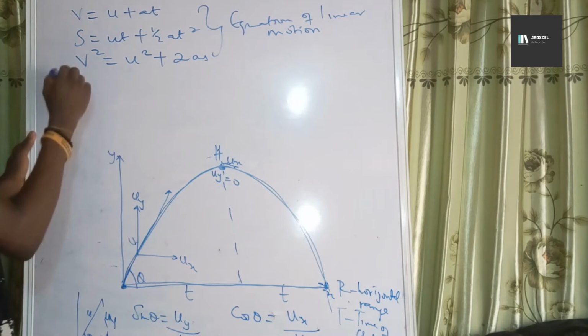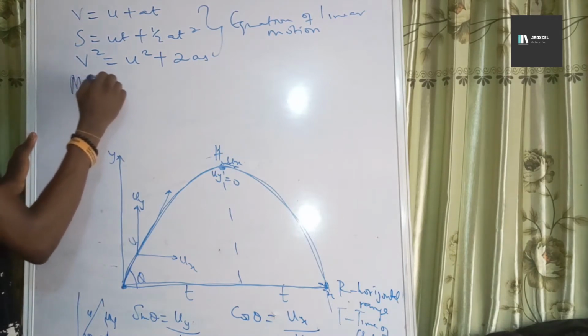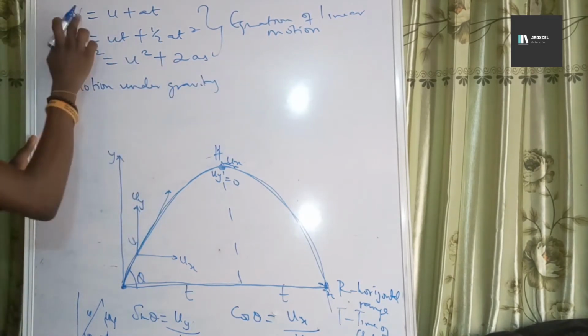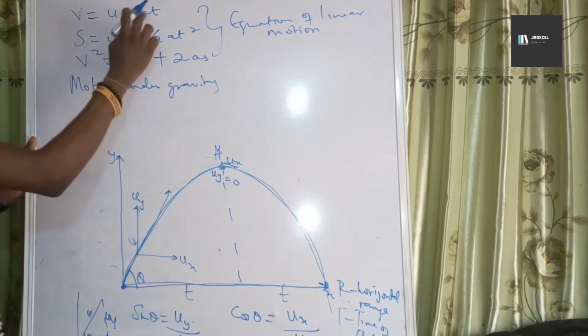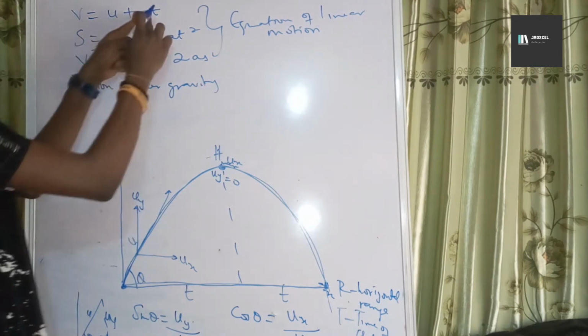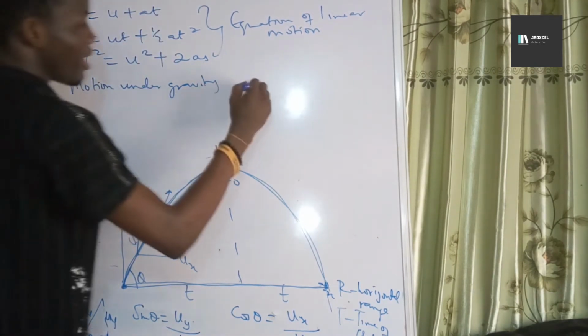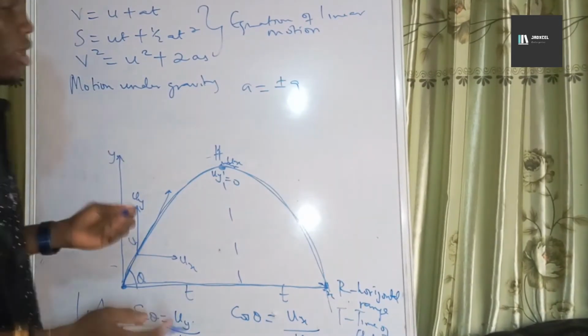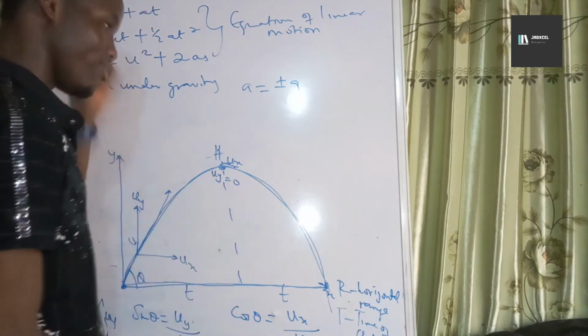So, if we consider equations of motion under gravity now, we have our v, we have our u, and our a and our s are the only things that change. Why? Because we won't be considering a linear acceleration again. We'll be talking about what? Our a changes to what? Plus or minus g.